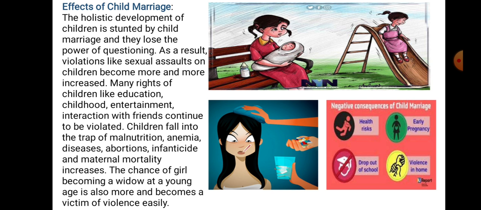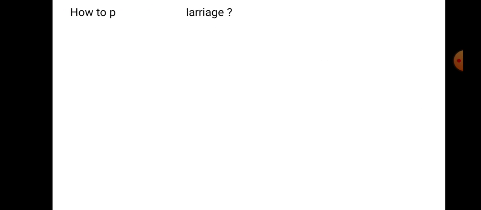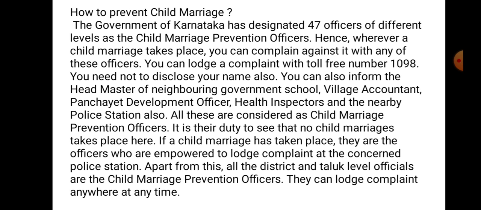The chance of a girl becoming a widow at a young age is also more, and she becomes a victim of violence easily. You can see in this picture the small girl who is fit to play, who can enjoy, is made to go through child marriage and she is holding a baby, deprived of all the entertainment, of childhood and of education, and it will have negative consequences on the girl. It may lead to health risks, early pregnancy, dropout from school, violence in the home, sexual harassment, and such things will have an effect on the girl.